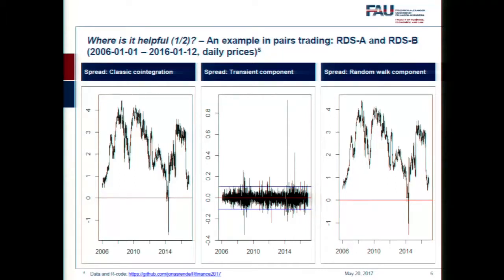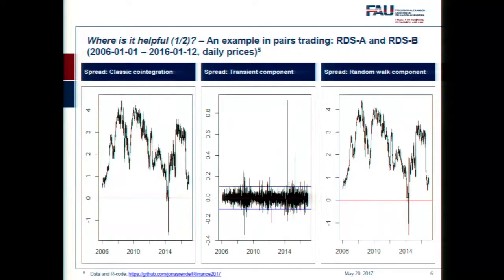To clarify what I just said, we use our state history function to disentangle the transient component and the random walk component. Starting with the transient component, it can be seen that the spread time series exhibits a strong mean reverting behavior. The blue lines you see on the plot are equal to 2 times the historical standard deviation. So clearly a pairs trading strategy could exploit those mean reverting patterns. On the right-hand side, you see the dynamics associated with the random walk component. If you would add up the plot of the transient component and the random walk component, this would directly lead you to the plot of the spread on the left.